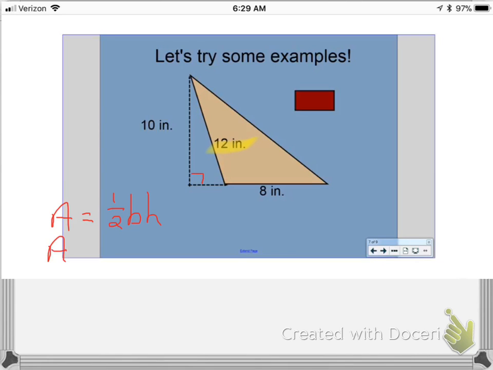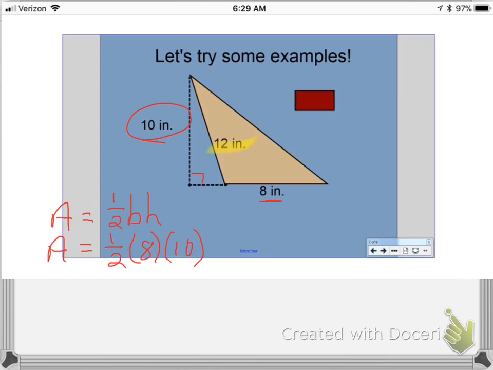So we're still finding the area, and that equals 1/2. We already have that value. I'm going to use parentheses and substitute in the base. The base is right here. It's 8. And then I'm going to use another set of parentheses to substitute in the height of 10. It's not the 12, it's the 10, because it is perpendicular to the base.